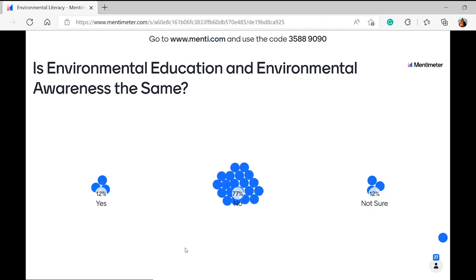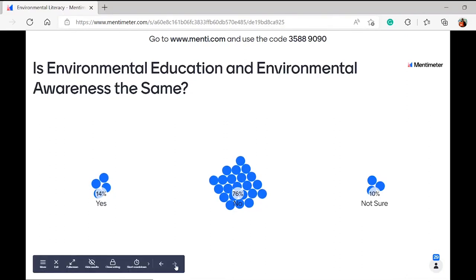Interesting. So most of you, around two-thirds of the 30 people who have responded, which means around 20 people, think that it's no. Still 14% saying yes, and 10% are not sure whether they are the same or not.